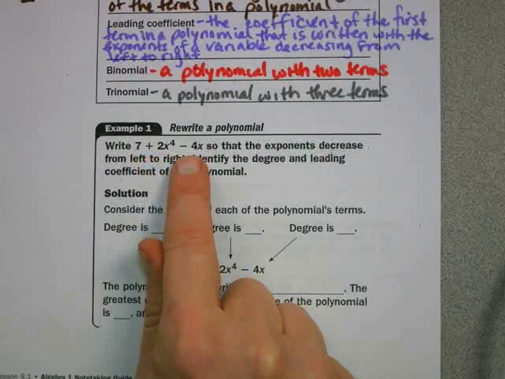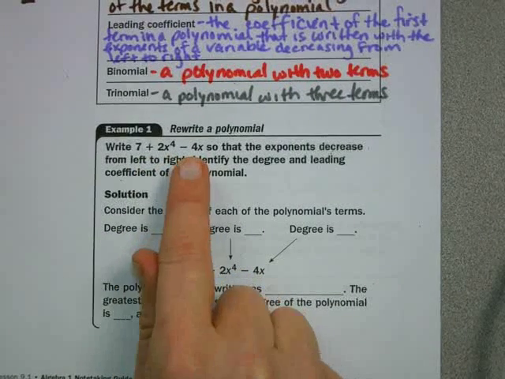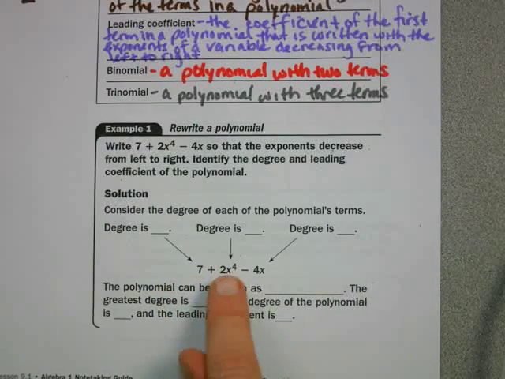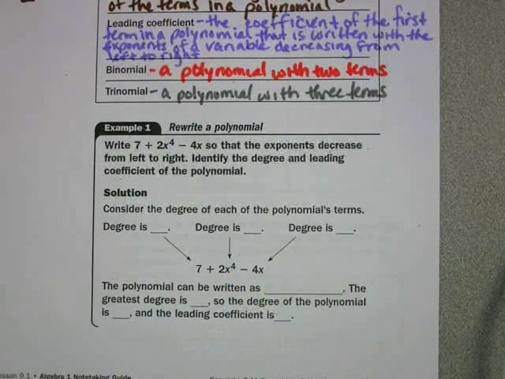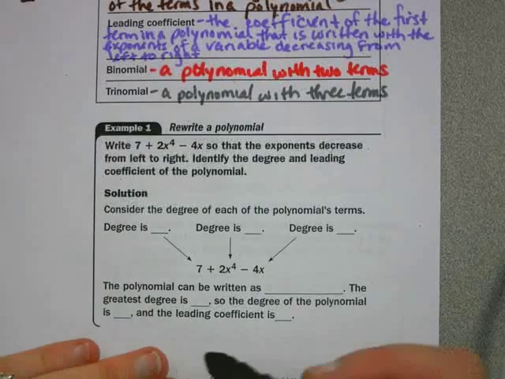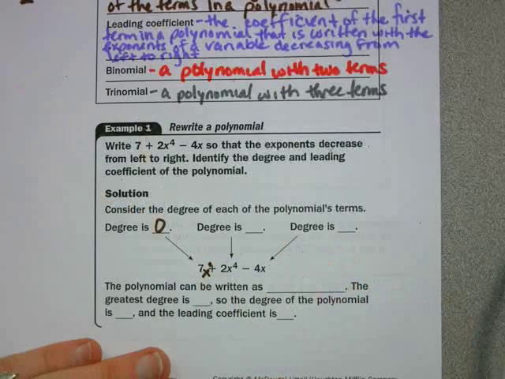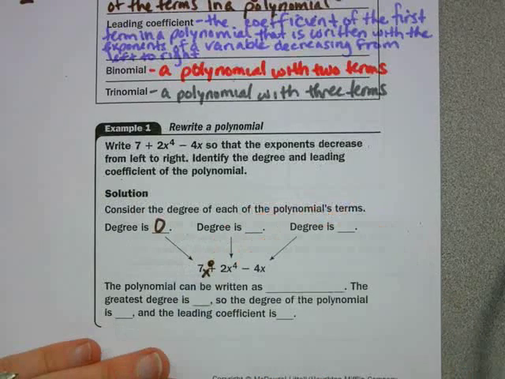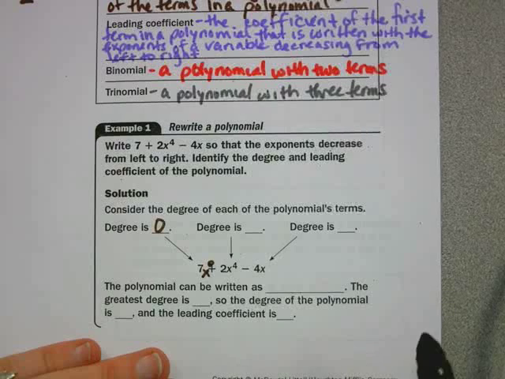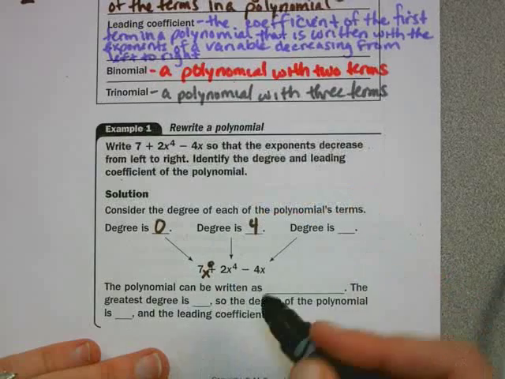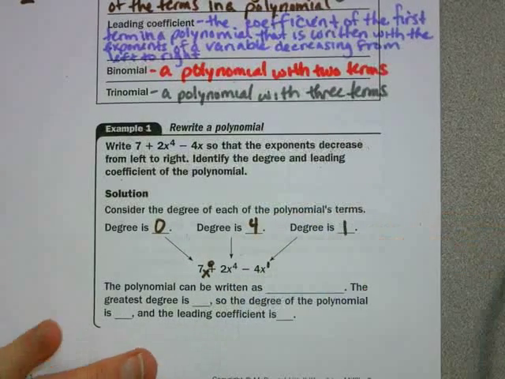So they have given us a trinomial, actually. It's a polynomial with three terms. We need to rewrite it so the exponents decrease from left to right, and then identify the degree and the leading coefficient of the polynomial. So the first thing they've done here is they want us to identify the degrees of each one of those terms. The degree of this guy is 0, because this is x to the 0 power, just like I showed you up there. That's a 0. So that degree is 0. There are no variables with an exponent. This degree is 4, and x is to the first power, so its degree is 1.